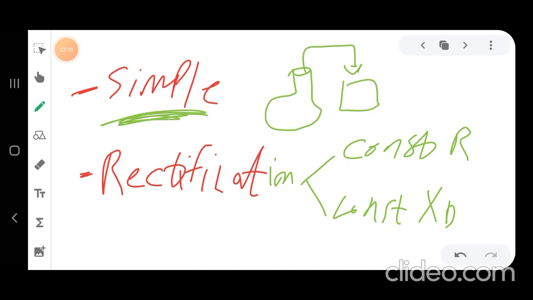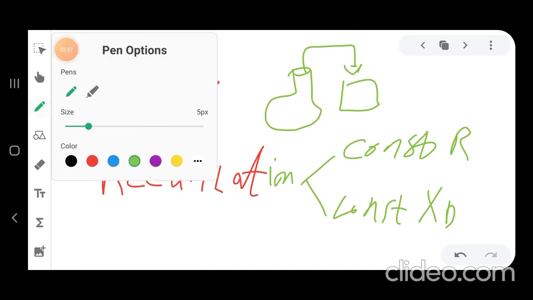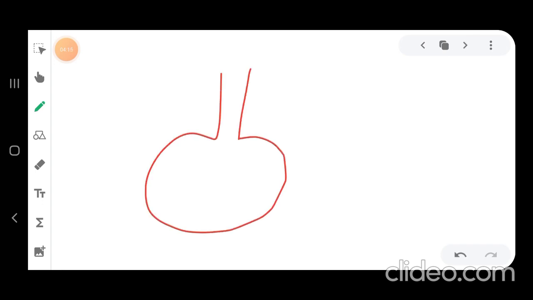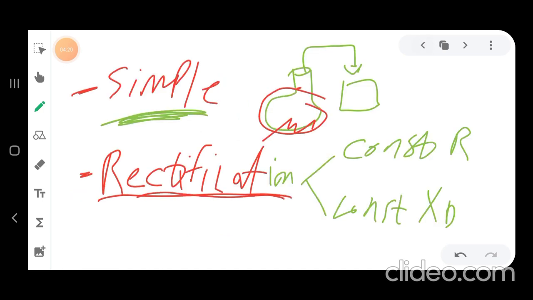But if you have rectification, it means that you have stages. You don't have just one stage here. The one stage is only the still pot where the liquid is vaporizing. But in rectification you use some equilibrium stages. For example, you attach them here, like this. This is the still pot, this is stage 1, single stage. If you have only this, this will be simple batch distillation.